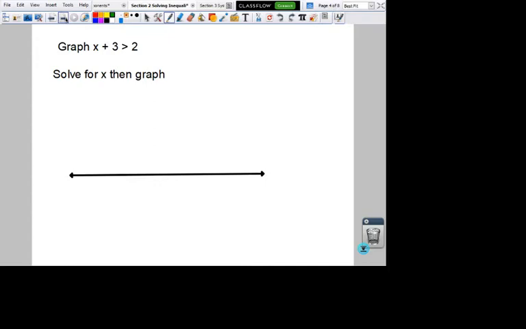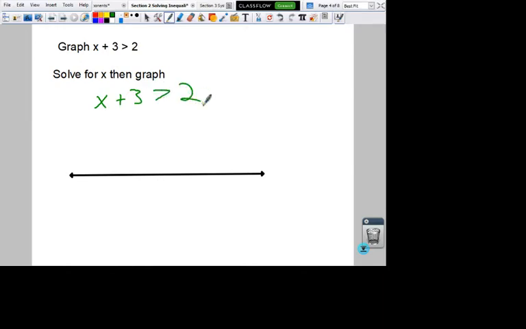That's true. Okay, we're gonna graph x plus 3 is greater than 2. When we graph these, we want to get the x by itself. And it's gonna work basically just like we did when we solved regular equations. But there's one thing we're gonna have to watch out for today. It's not gonna happen on this one, but you'll see soon. So I have x plus 3 is greater than 2.